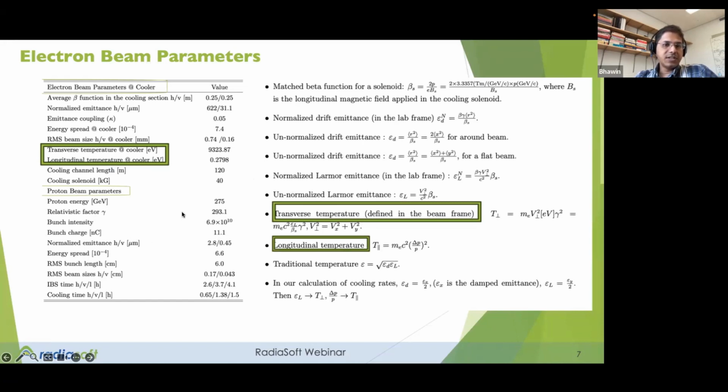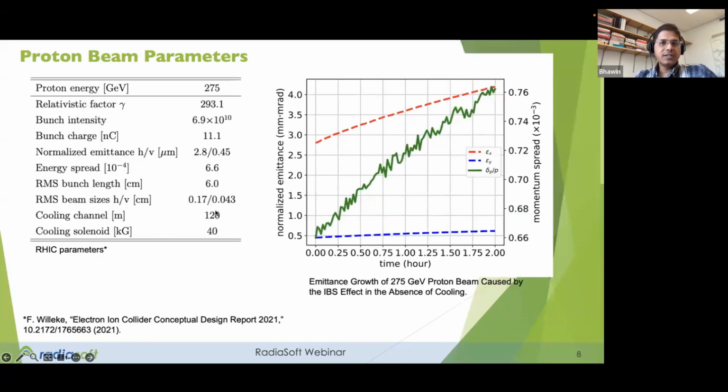The proton energy is 275 GeV, and the corresponding proton beam parameters are listed here. So we use these values to run the cooling simulation. Before going to the cooling simulation, I want to show some plots, to give some understanding of what happens during the cooling interaction.